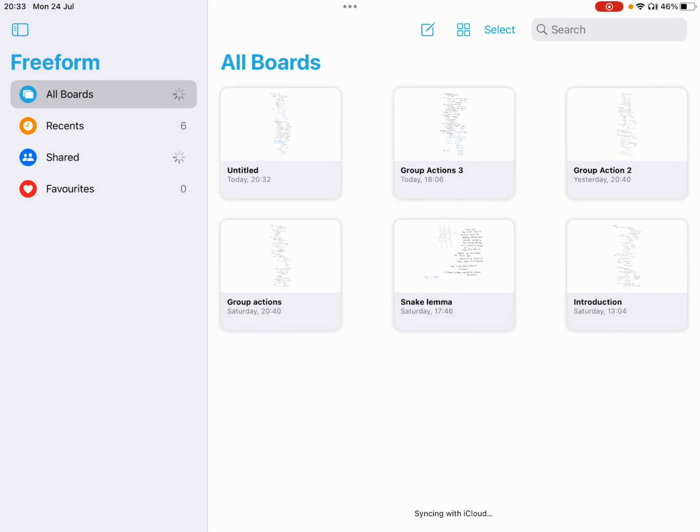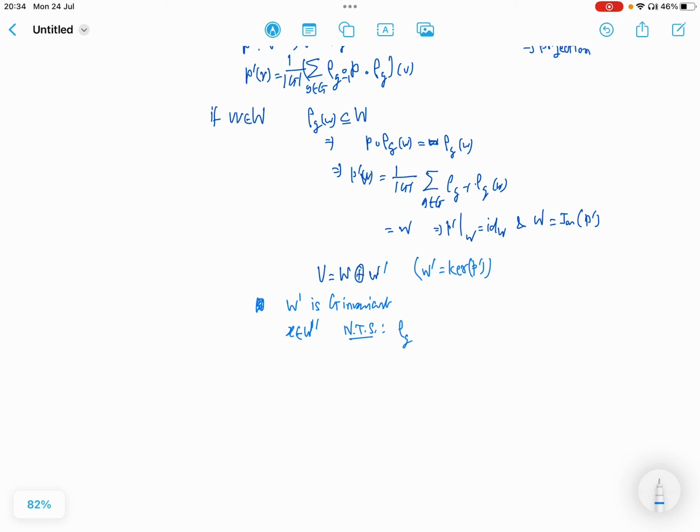So let's see how we can do it. It's very interesting, and you will know why I chose P prime to be this. How beautiful it will be. So take any element x from W prime, and you need to show rho G of x is again inside W prime, that is, the kernel of P prime.